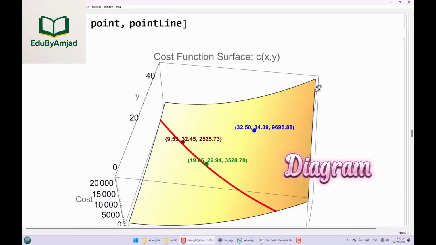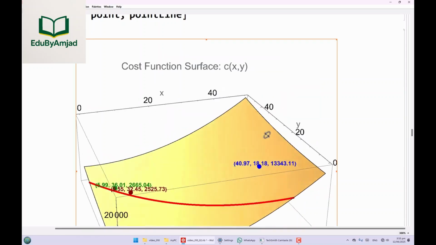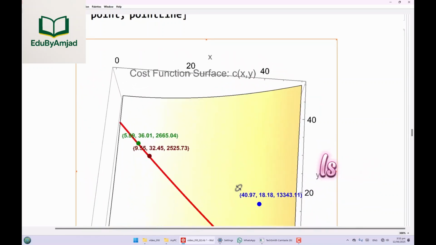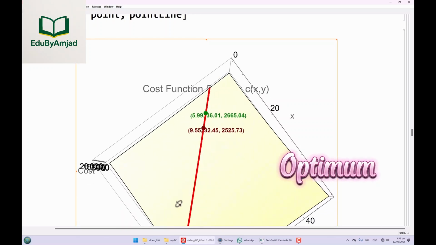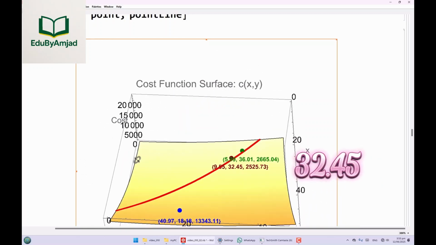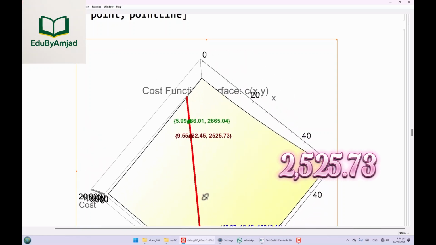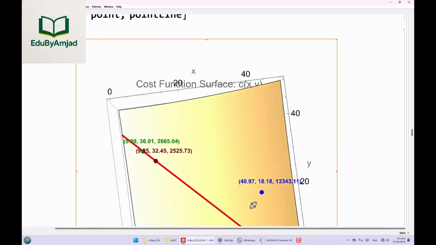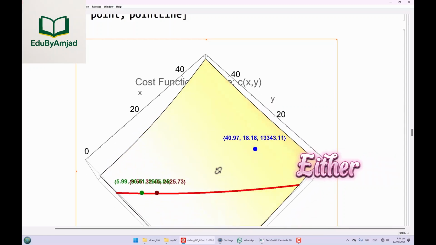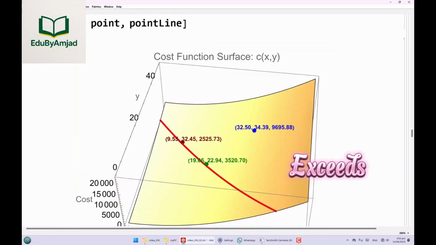By rotating the diagram to view it from different angles, we can see that the dark red point indeed corresponds to the minimum possible cost for the given input ratio of 42. The optimum x value is 9.55. The optimum y value is 32.45, with a corresponding minimum possible cost of 2,525.73 units of the currency. The cost associated with the green point on either side of the dark red optimum point exceeds the minimum cost.